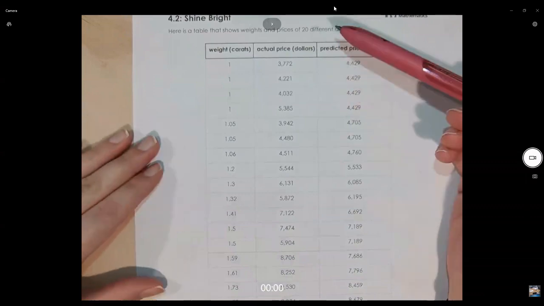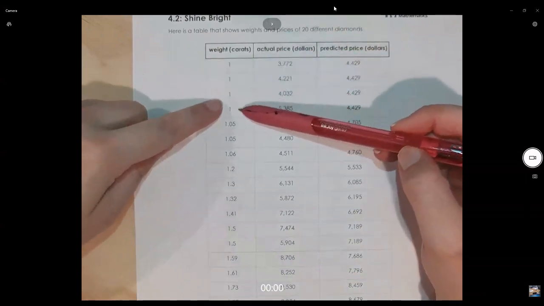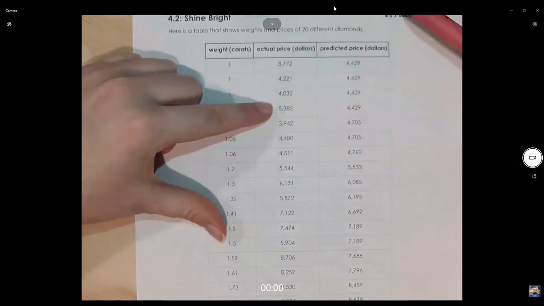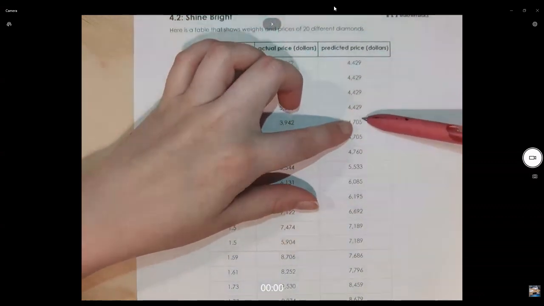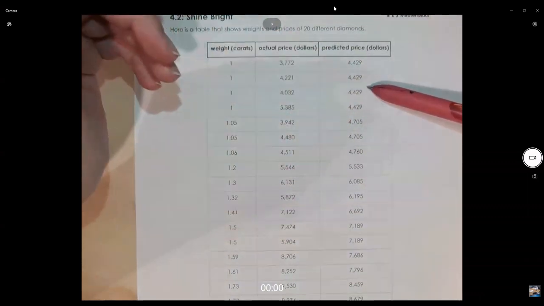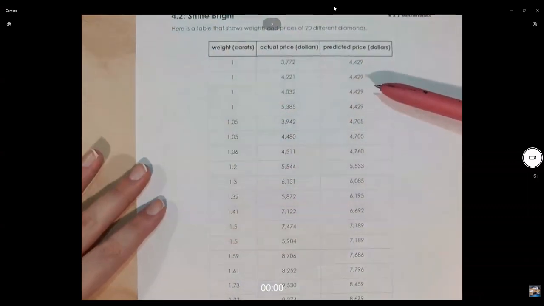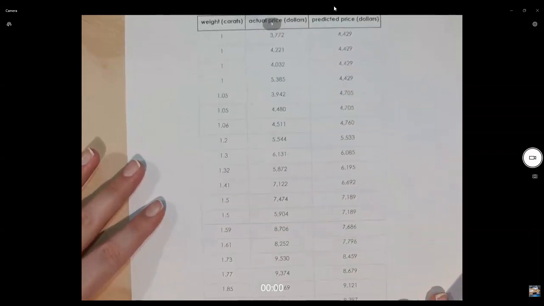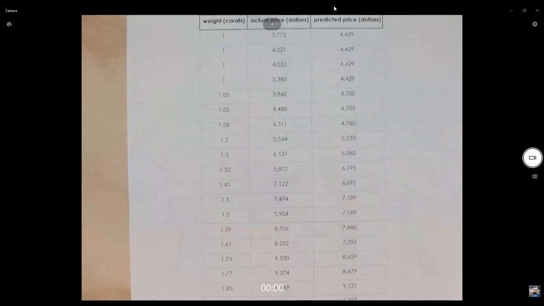prices and their weight. So here's the weight in carats. Here's the actual price that those diamonds sold for. And then here is actually a predicted price that, based on a trend of data, it should have sold for, but you can tell that it doesn't necessarily sell for that. What we've done is we've taken the data here and we've displayed it in a scatter plot.